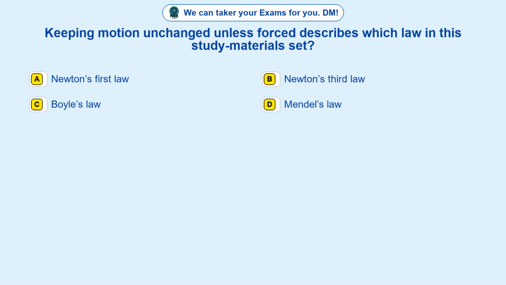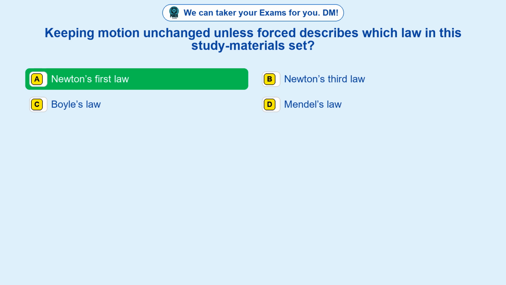Question 57. Keeping motion unchanged unless force describes which law in this study material set? Option A, Newton's first law. Option B, Newton's third law. Option C, Boyle's law. Option D, Mendel's law. The correct answer is option A, Newton's first law.